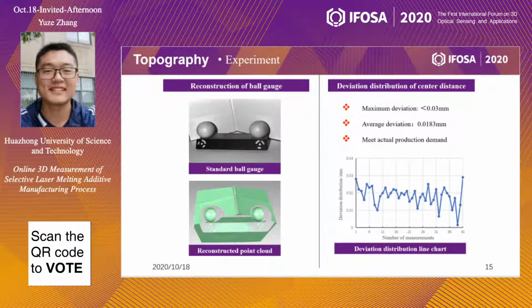In order to test the accuracy of this method, we designed this experiment. The object to be measured is two standard ball gauges. We measured them 41 times and reconstructed the 3D data. Then we calculated the distance between the centers. It can be seen from the result that the deviation of the center distance is less than 0.03 millimeters. The average deviation is about 0.0183 millimeters. That meets the actual production demand.